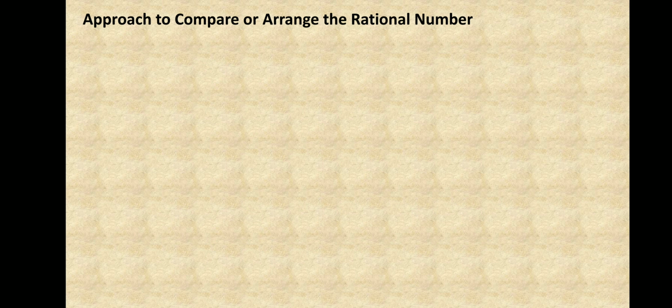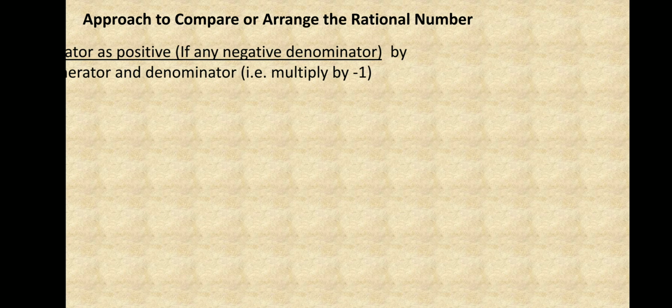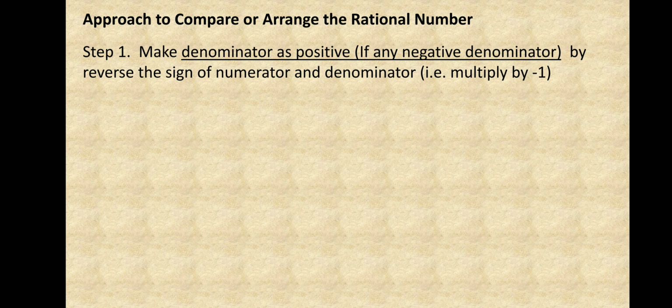And now let's revise the ascending and descending order and comparison of rational numbers. So what was the first one? The first step was to make the denominators positive, if there were any negative denominators, by reversing the sign of the numerator and denominator.